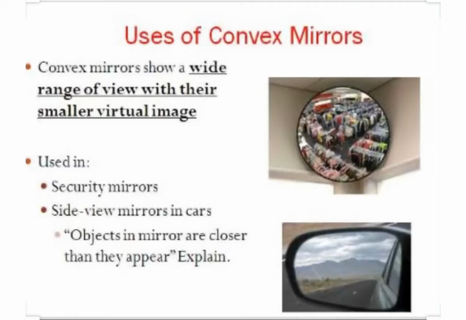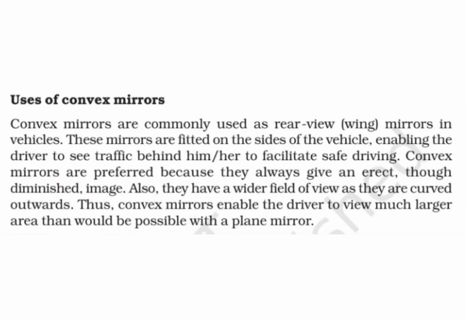Uses of convex mirror. First of all, let us recall which type of image is obtained by convex mirror. Convex mirror always gives virtual image, and that virtual image is diminished in size and it is erect. So since it gives erect, virtual and diminished image, it is used in security mirrors, side view mirrors in cars, etc. So students, let us see the uses of convex mirrors in detail.